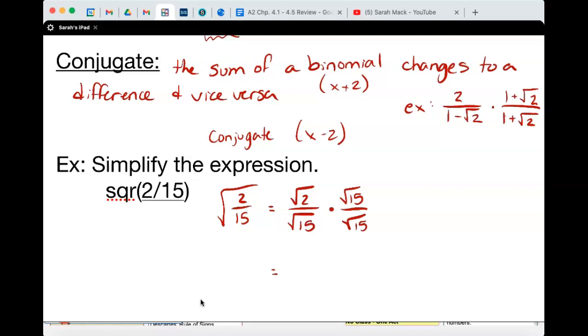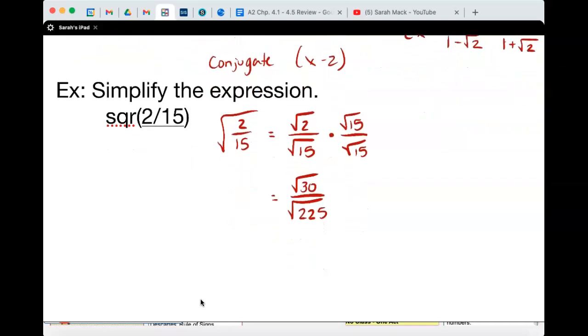Multiplying straight across, what is the square root of 2 times the square root of 15? Square root of 30. And the square root of 15 times the square root of 15? 15. What's the square root of 225? 15. So it goes back without a radical.